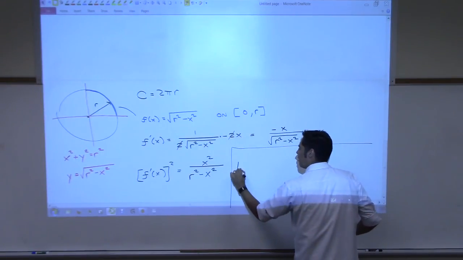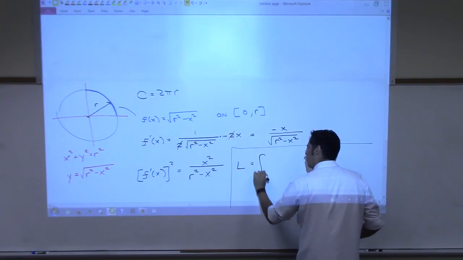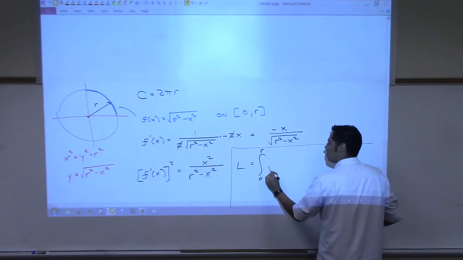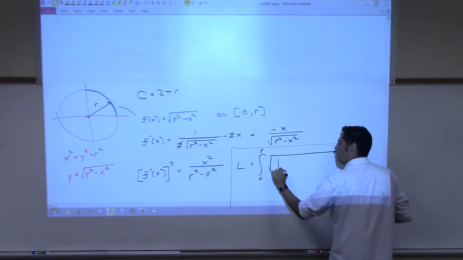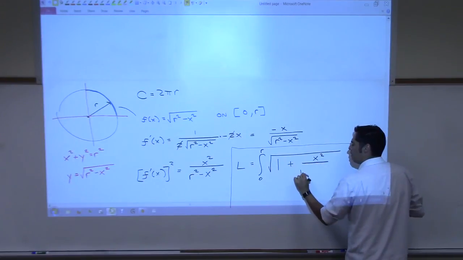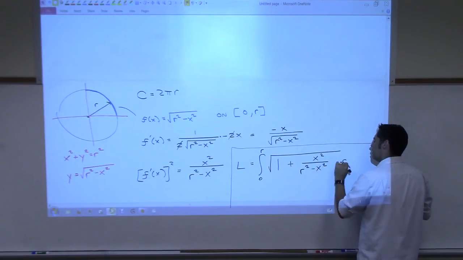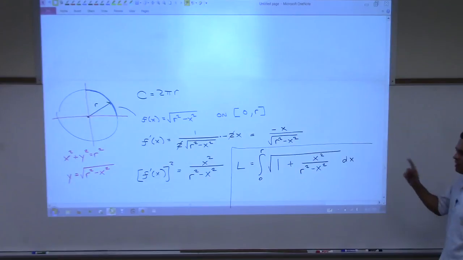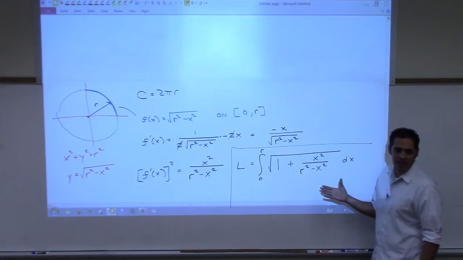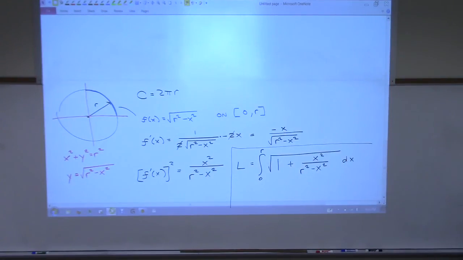So my arc length of that blue piece should be the integral from 0 to the constant r, square root of 1 plus x squared over r squared minus x squared dx. That looks pretty bad, but we just learned a lesson in the last problem that when we see complicated integrals like that with roots like this, one thing that sometimes saves the day is to combine.